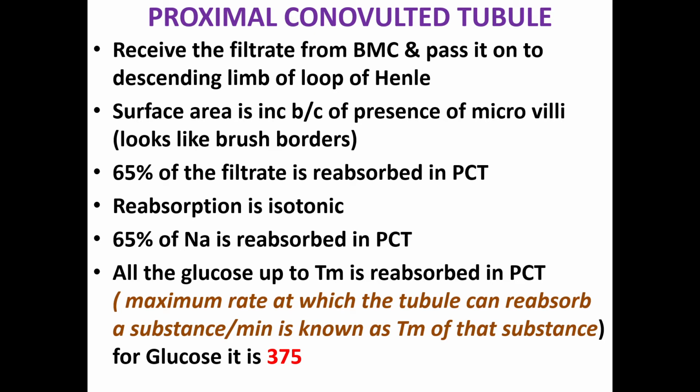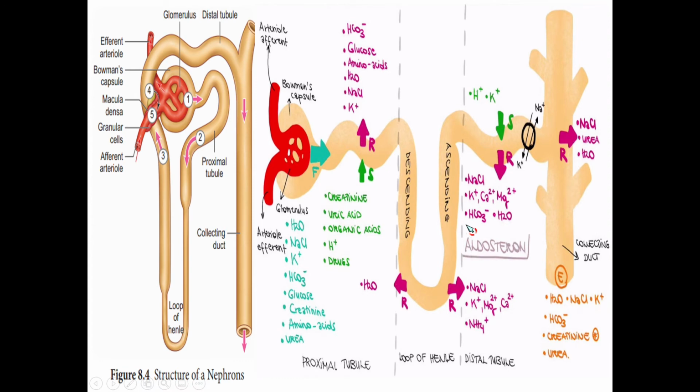Let's go back to the diagram. Here you can see, from this part up to this part, this is the proximal convoluted tubule. In it, the reabsorption process is isotonic. That means the amount of solute and solvent are reabsorbed in equal ratio, so the osmolarity of the filtrate is not going to be disturbed. The fluid moving into this area, its osmolarity is not going to be disturbed because solute and solvent are reabsorbed in the same ratio.